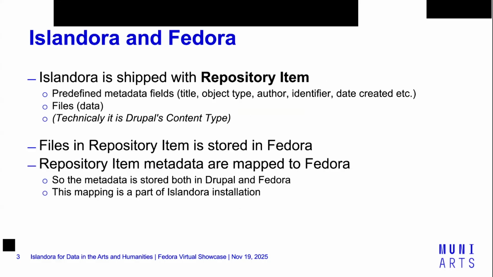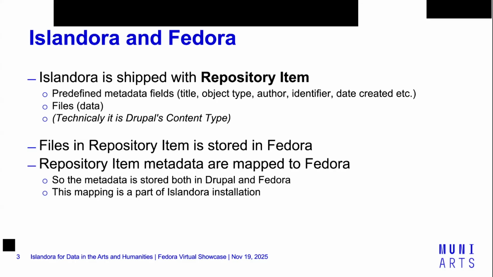What is the relationship between Islandora and Fedora? Islandora itself is shipped with something that is called a repository item, which is a digital object or a digital object class with predefined metadata fields, those that you can expect: title, object type, author, identifier, etc., and which can be associated with files or the data, if you want to call it this way. Files and repository items are stored in Fedora by default.